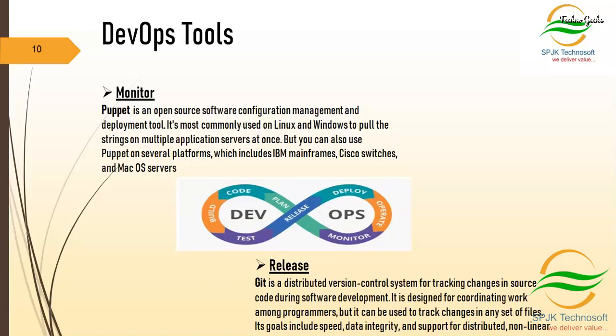Next, coming to monitoring phase. Here we use Puppet as a tool, which is an open source software configuration management and deployment tool. Puppet keeps on verifying the configuration at the specified interval. Puppet defines the configuration for a host with the help of a language which is very easy to learn and is only used for that purpose.